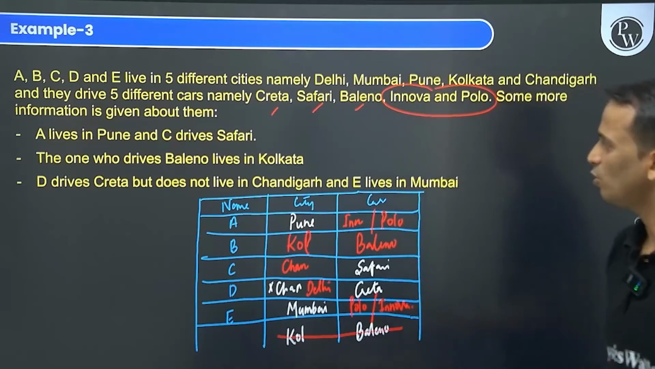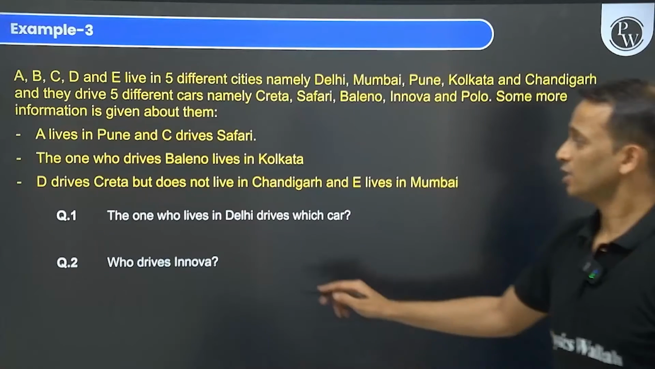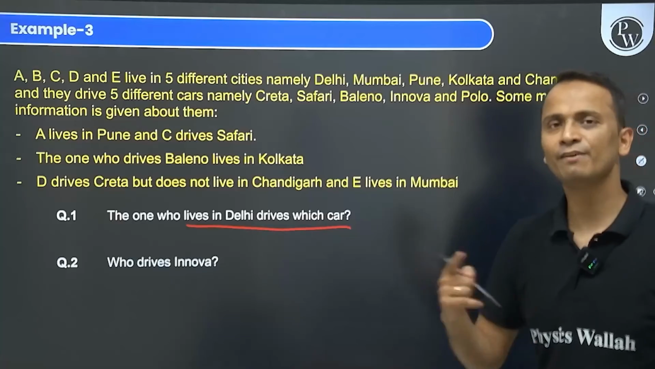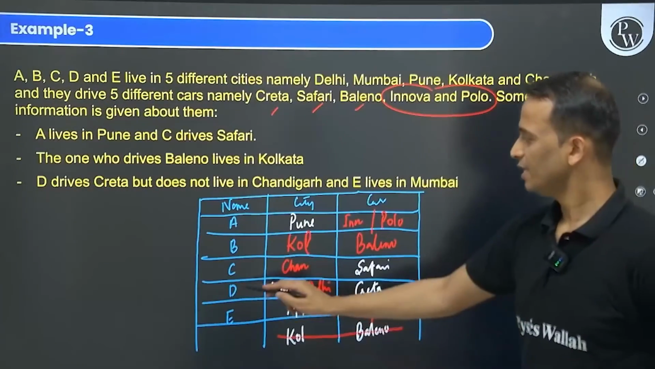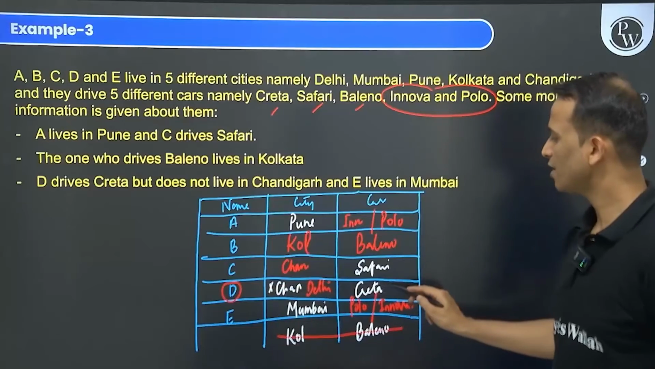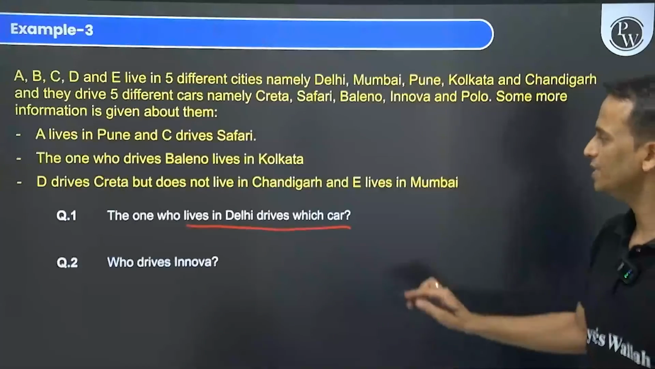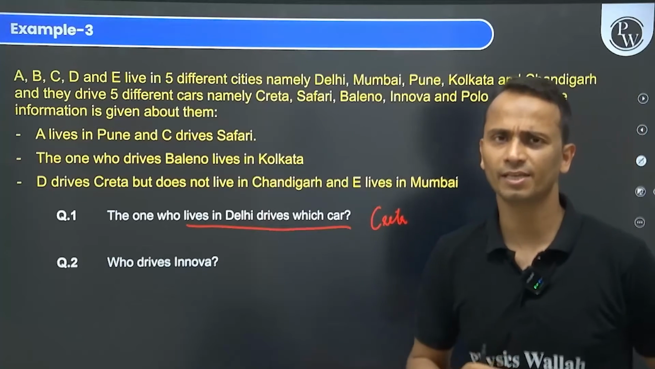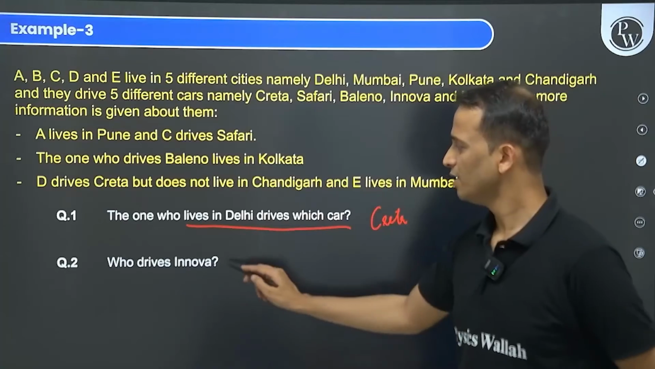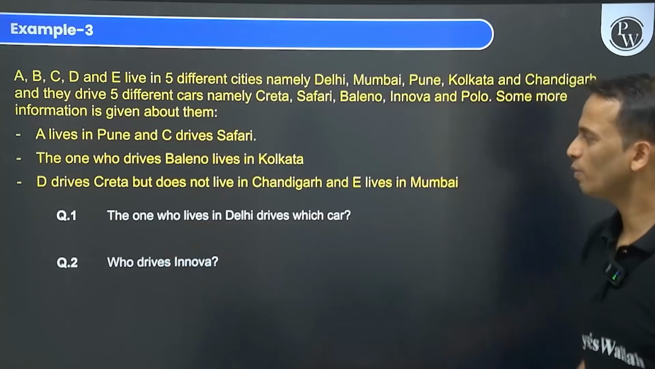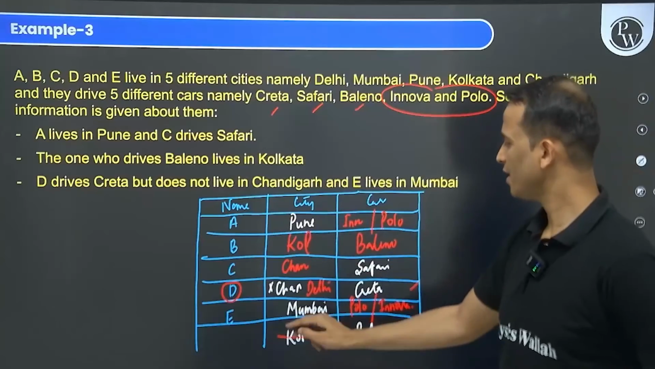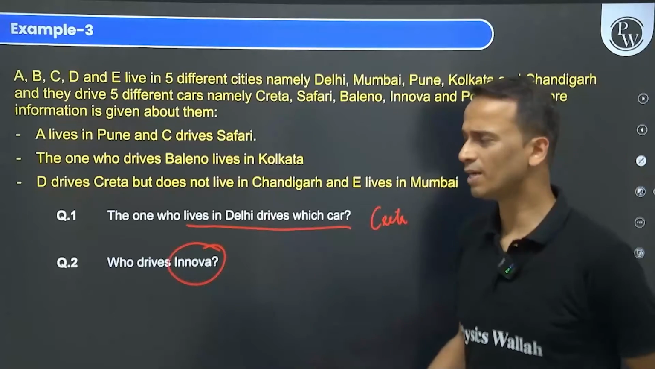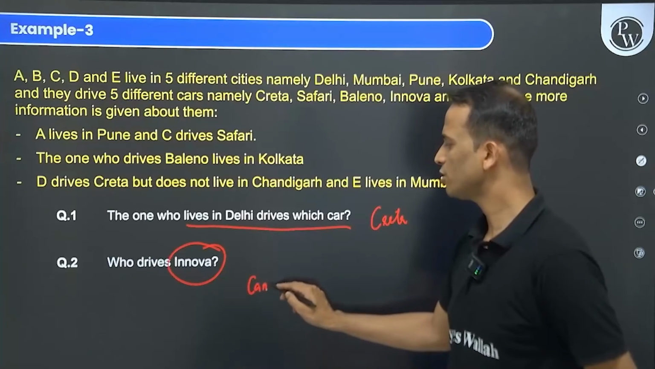ओके, नाउ इफ आई लुक एट द क्वेश्चंस रिलेटेड टू दिस, द वन हु लिव्स इन दिल्ली ड्राइव्स व्हिच कार. जो दिल्ली में रहता है वो कौन सी कार ड्राइव करता है? दिल्ली में डी रहता है और उसकी कार कौन सी है? क्रेटा. तो आंसर विल बी क्रेटा. ओके, ऑप्शंस गिवन होंगे, आपको एक ऑप्शन सेलेक्ट करना है. मैंने यहां पे ऑप्शंस नहीं बनाए. ठीक है. नेक्स्ट इज हु ड्राइव्स इनोवा. इनोवा कौन ड्राइव करता है? सो इट कैन बी आइदर ए और ई. तो ऑप्शंस में अगर आपके पास आता है ए और ई तो आप वो वाला ऑप्शन मार्क कर सकते हो. अदरवाइज इट कैन नॉट बी डिटरमाइंड.